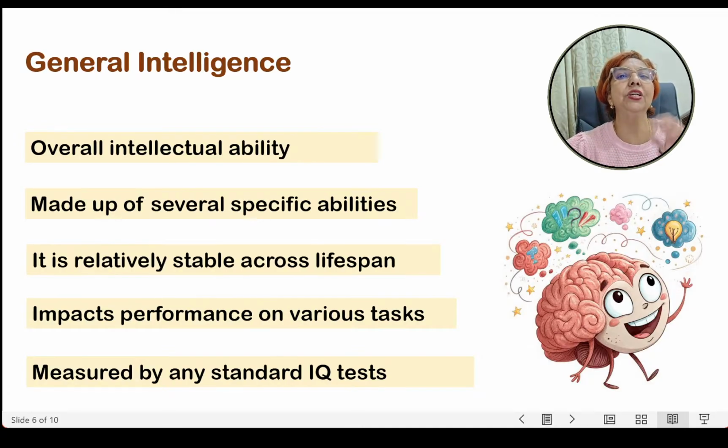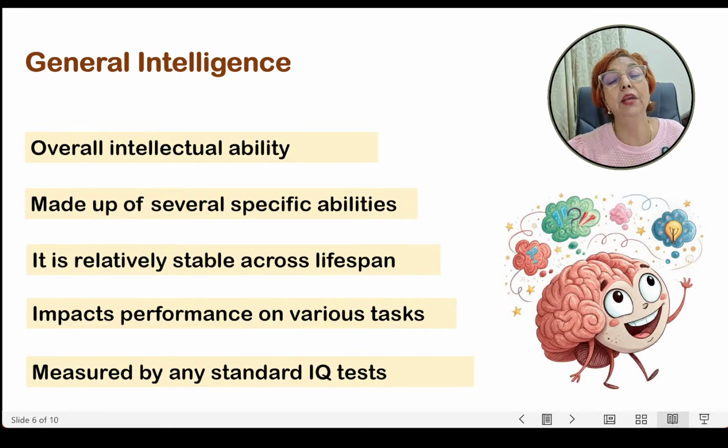General intelligence will show its effect on your everyday life. The way you plan, the way you think, the way you understand things, the way you solve problems, the way you take decisions, or the type of decisions you take. In all these everyday activities, general intelligence is going to have an impact. And like I said earlier, general intelligence can be measured by any regular standardized IQ test.